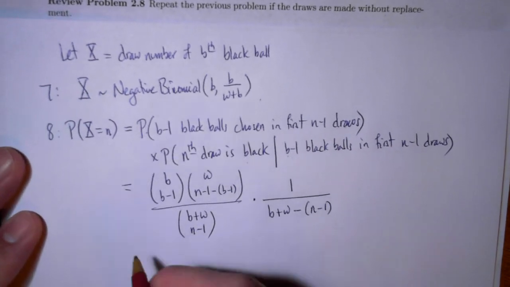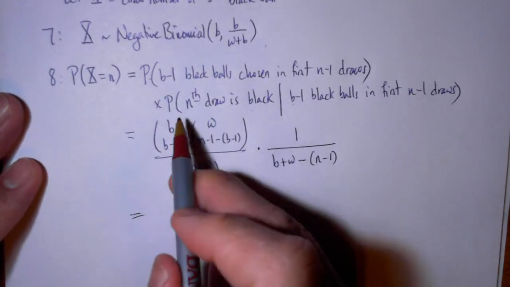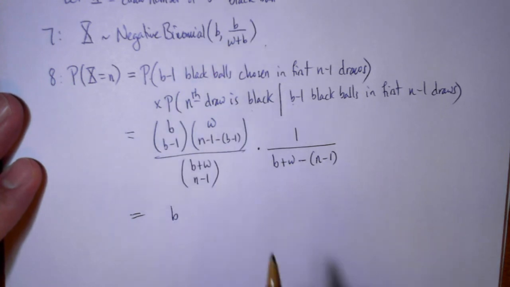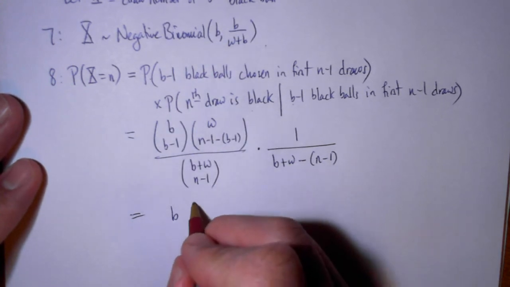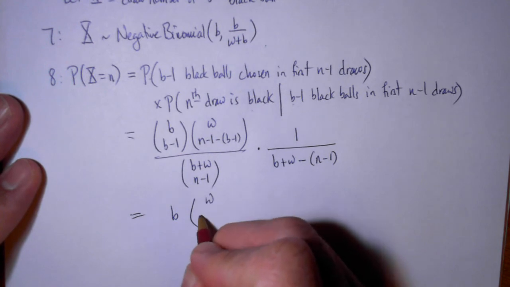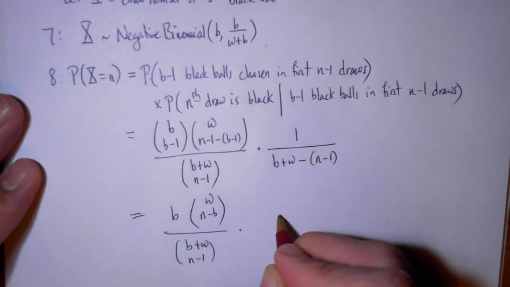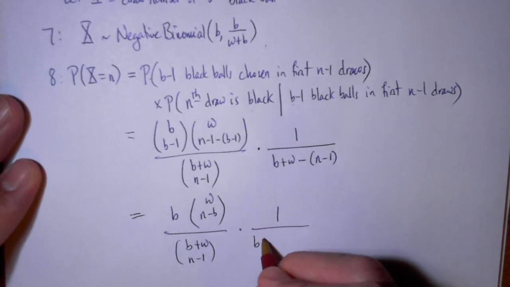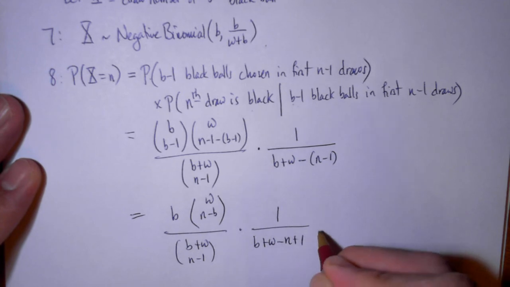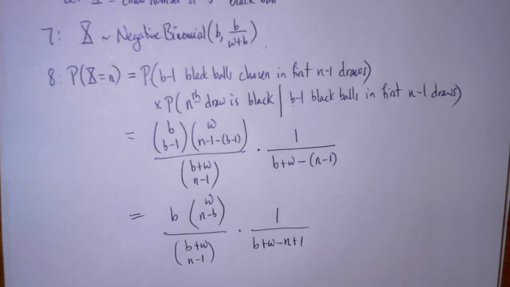Okay, now this can be simplified somewhat, but not a whole lot. B choose B minus 1 is B if you work out the factorials, and this becomes B times W choose n minus B, over B plus W choose n minus 1. Then we multiply by 1 over B plus W minus n plus 1. And so that's the probabilities.